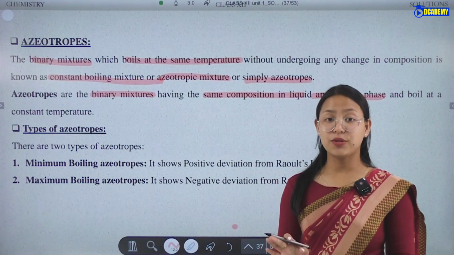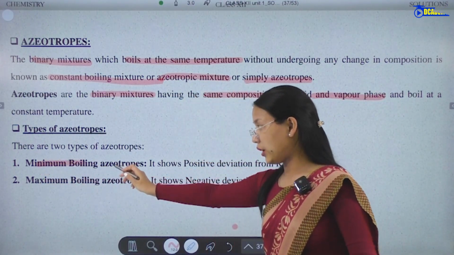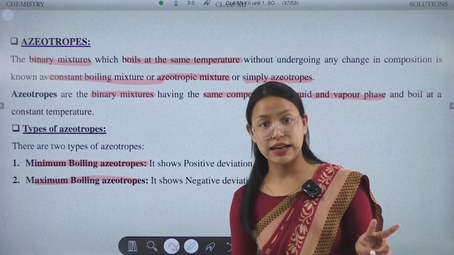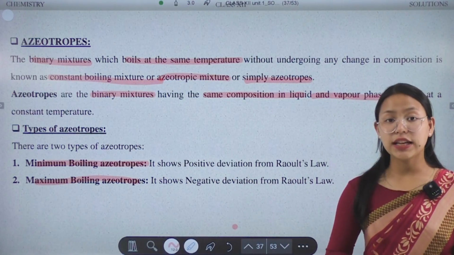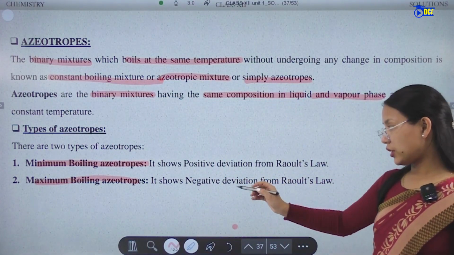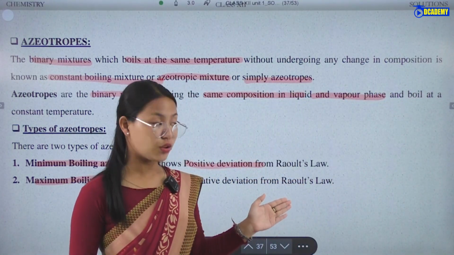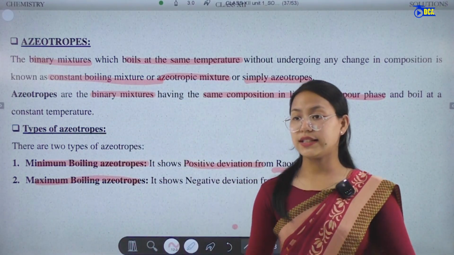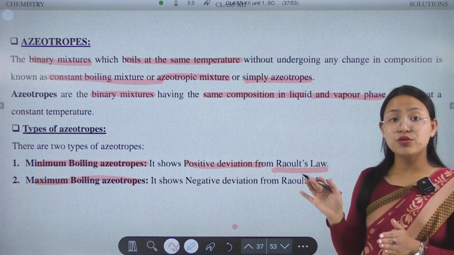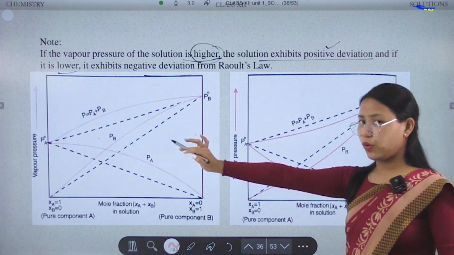Then there are some types of azeotropes: minimum boiling azeotropes and maximum boiling azeotropes. First, minimum boiling azeotropes. Minimum means the boiling point is lower than that of the components. They show positive deviation from Raoult's law. So minimum boiling azeotropes will show positive deviation, as we saw in the previous slide.